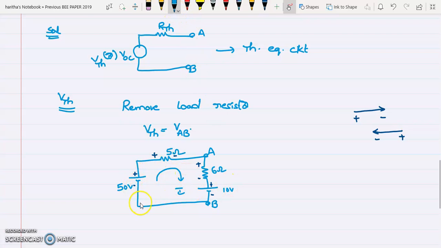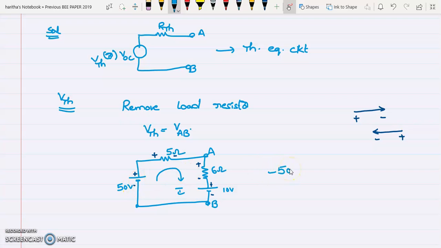Now apply KVL. Start at any point in the circuit. So I am starting at this point. I will trace the entire path of the circuit and end at this point. The first sign I am seeing while tracing my path is minus. So I am writing minus 50 volts.